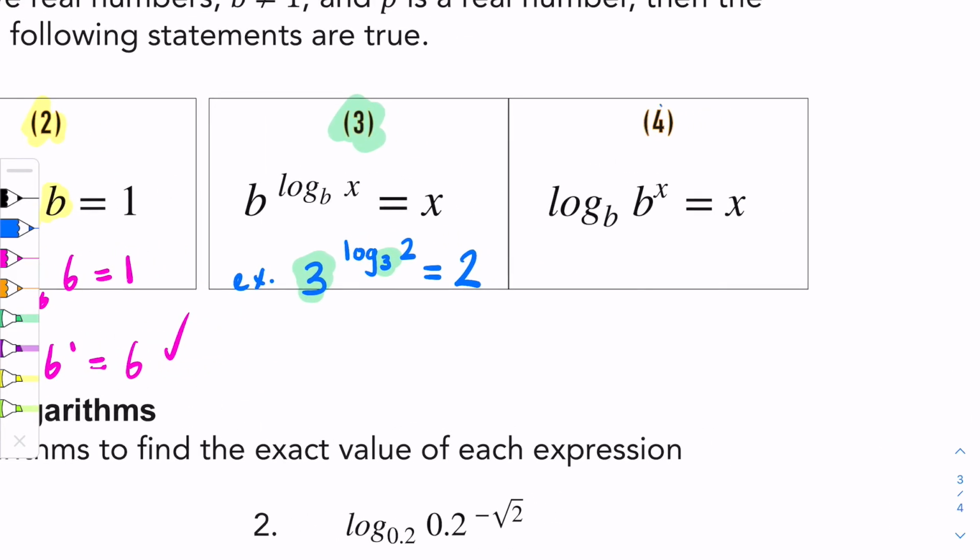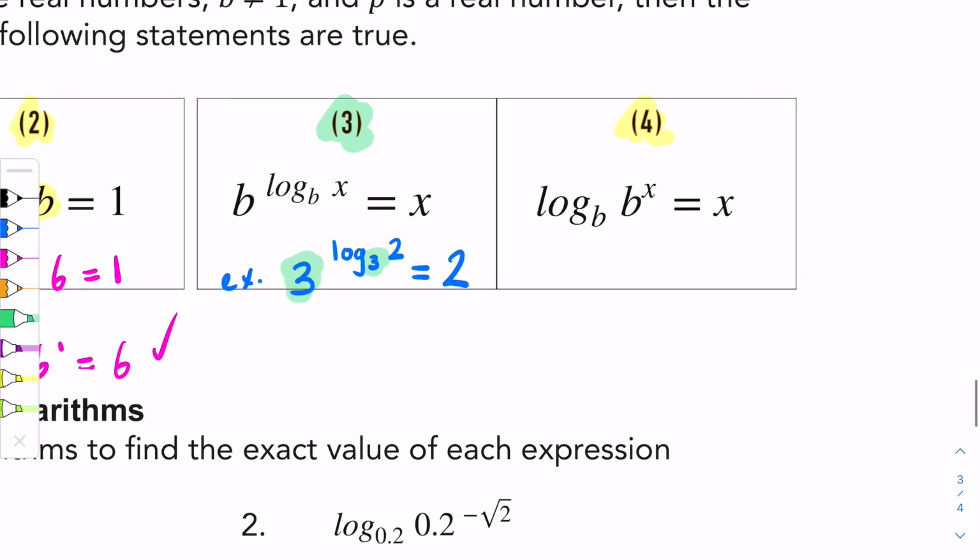And lastly, the fourth one we're going over today says that if you have a log base b of b, so 2 values that are the same, and then you have an exponent of x, then your exponent is going to be your answer. For example, log base 4 of 4 squared is equal to 2. We know that the exponent is our answer.